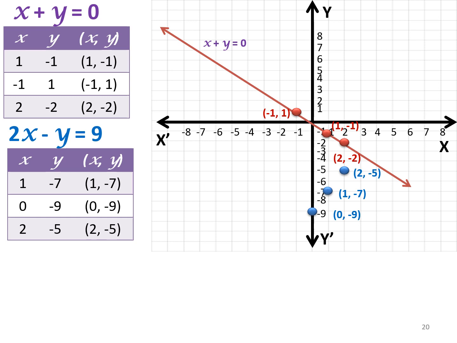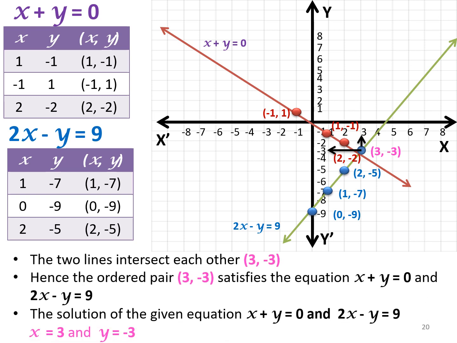I'll be drawing a line passing through these 3 points. So when I draw, I get green color line representing the equation 2x minus y is equal to 9. The two equations intersect at a single point. When I draw this intersection across my x and y axis, the coordinate point obtained is 3 comma minus 3. So 3 comma minus 3 is the intersection of the two equations x plus y is equal to 0 and 2x minus y is equal to 9.